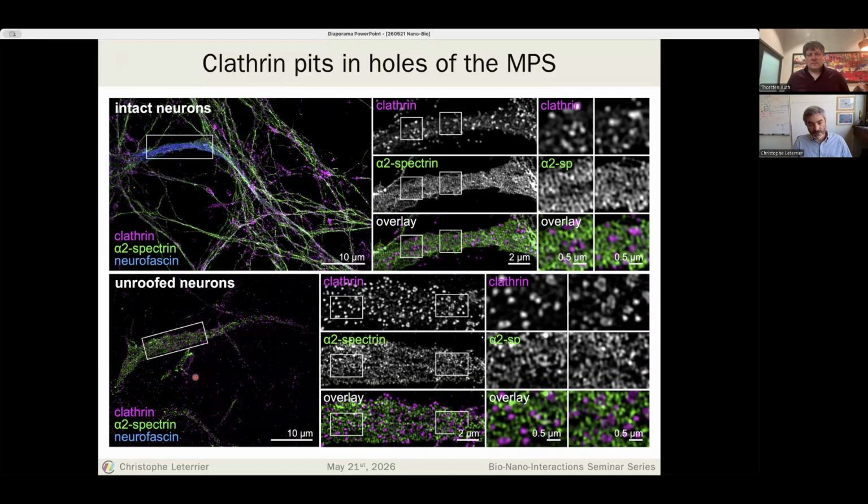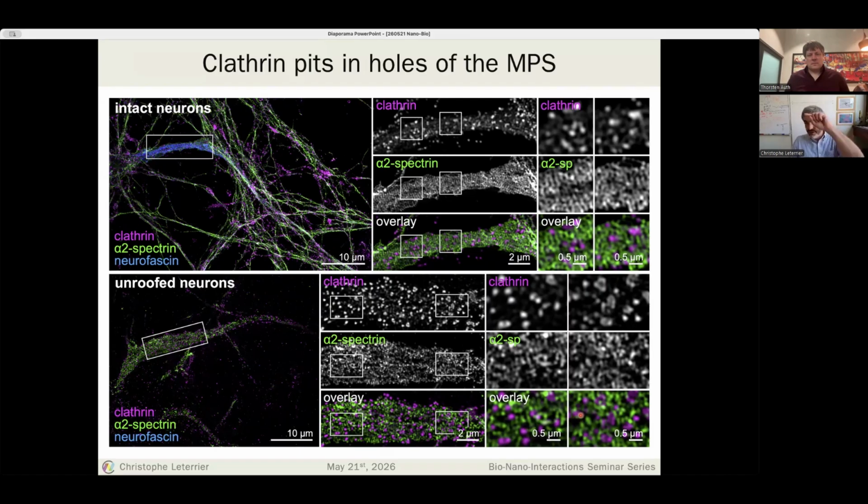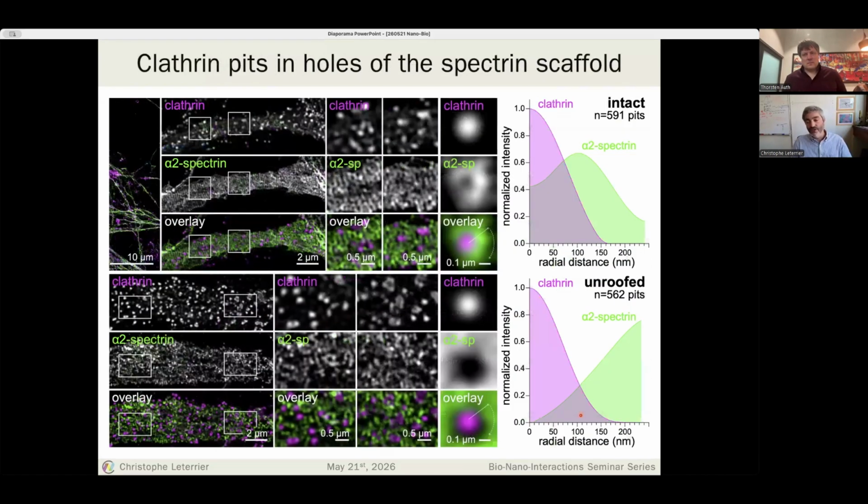And here it's an intact neuron, here it's an unroofed neuron, and in the unroofed neuron, it's even clearer that all the little spots, the clathrin-coated pits in magenta, they are exactly in holes of the spectrin mesh. So every one of these clathrin pits is in a little hole of the spectrin mesh that allows it to access the plasma membrane. If you do an averaging of hundreds of these clathrin-coated pits, you see that the spectrin will make a little hole. So you really have each of the clathrin pits encased in the mesh of the spectrin.